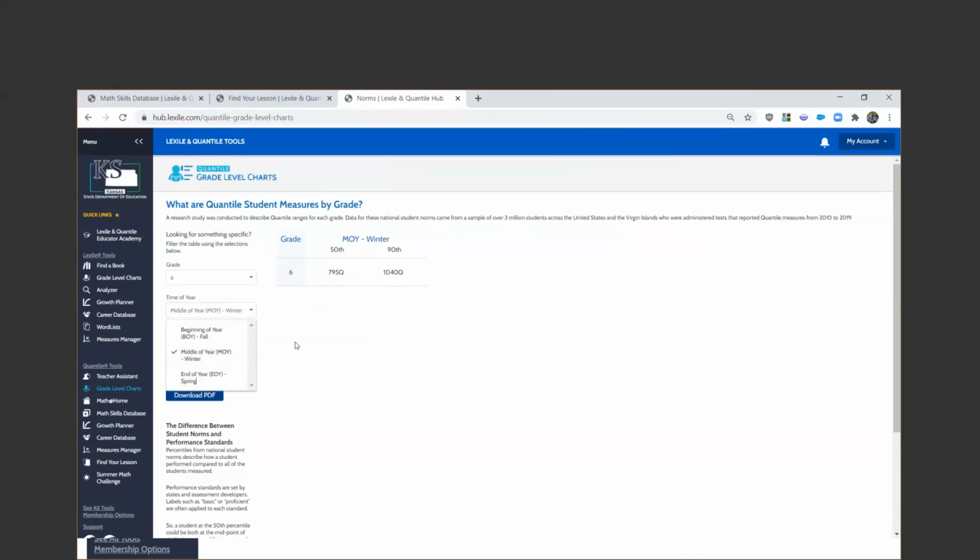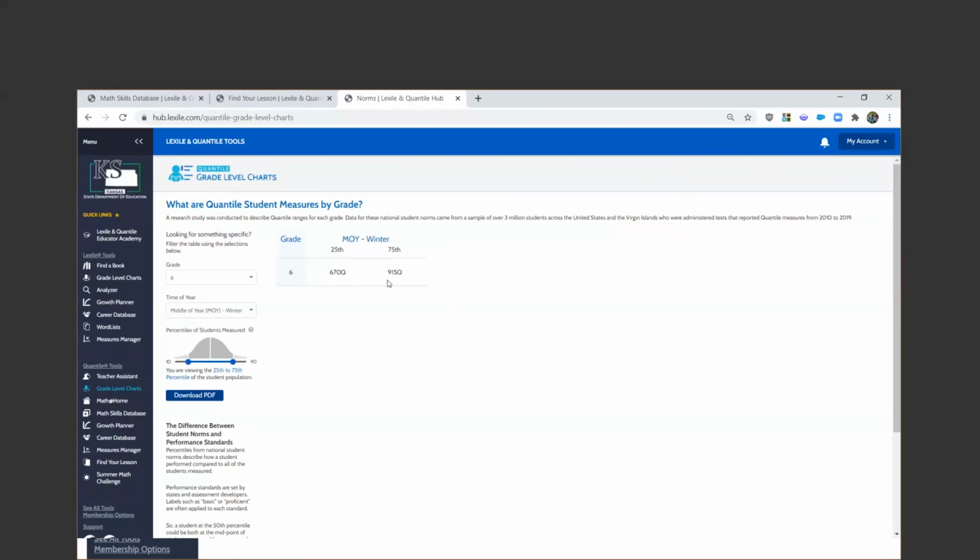So if I want to see where the average sixth graders are this time of year, I also have these sliders that allow me to customize what exactly I'm looking for. I can see from this chart that sixth graders here in the winter, the middle part of the year, the 25th percentile student has a Quantile measure of 670Q, and the 75th percentile student has a Quantile measure of 915Q. So that gives me some understanding of where a sixth grader ought to be at this particular time of the school year within the Lexile and Quantile scales.